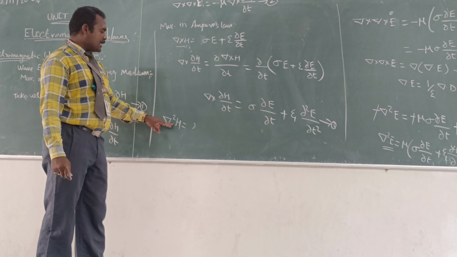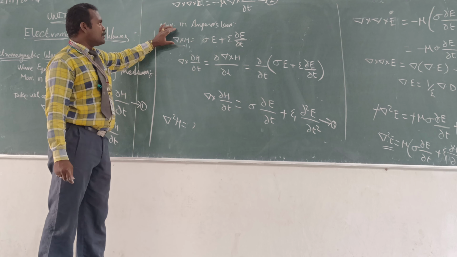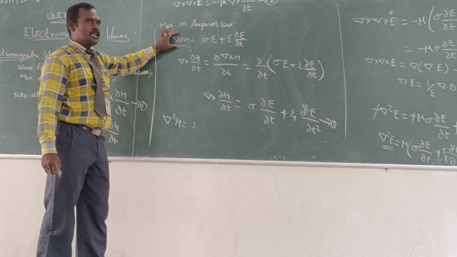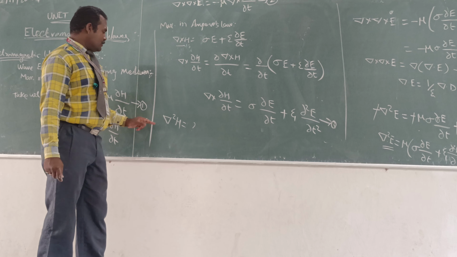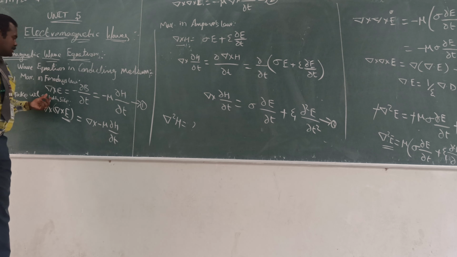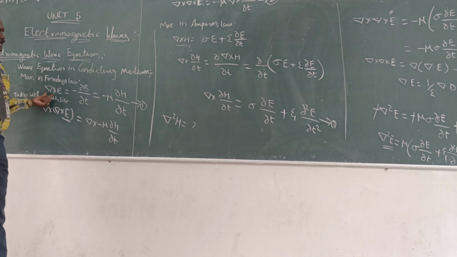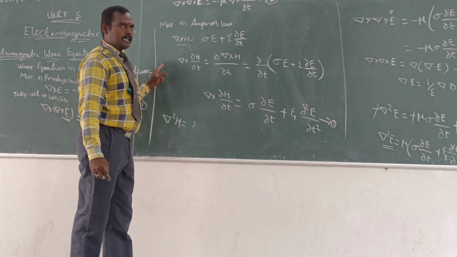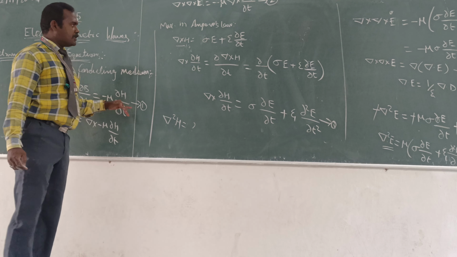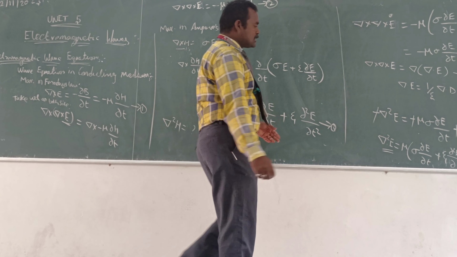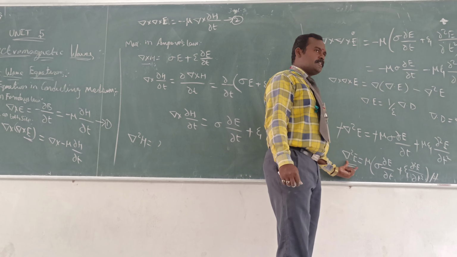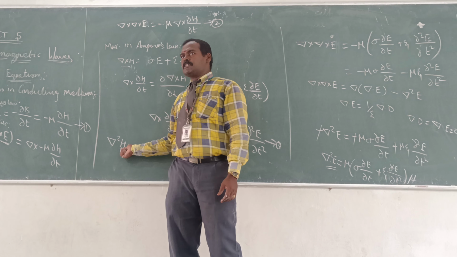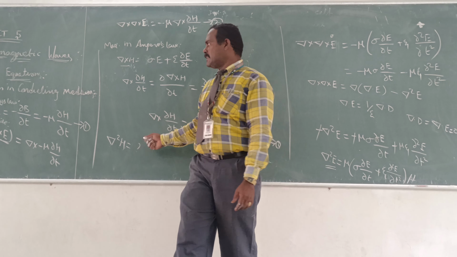To find del square H, you need to consider Maxwell's first equation and take the curl on both sides. Then you can substitute, and at the end you find it from these two laws. That we will derive now. Up to this, is it clear? The del square E is the electromagnetic wave equation in the electric field. Similarly, we need to obtain the electromagnetic wave equation in the magnetic field. That we will derive now.